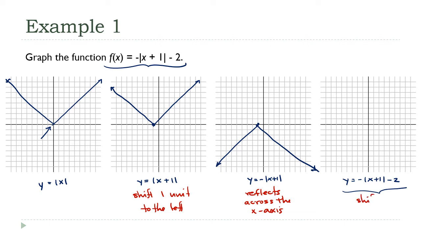And then finally, what effect does that minus 2 have? This shifts 2 units down. All right, so again, focus on that vertex. It went from here down 2 units to here, and the rest of the graph stays in that inverted V shape, and that's it. That's the graph of my function.